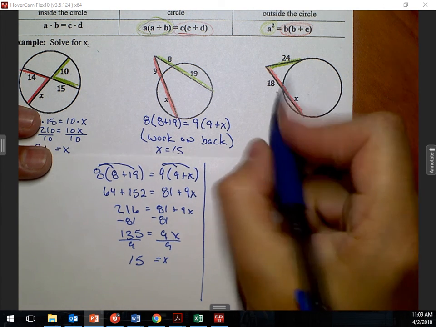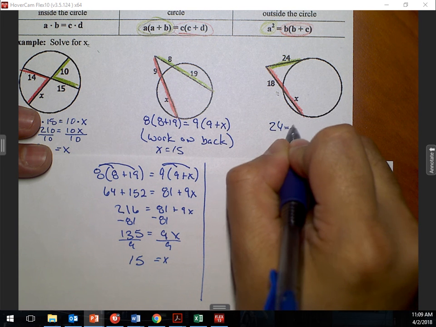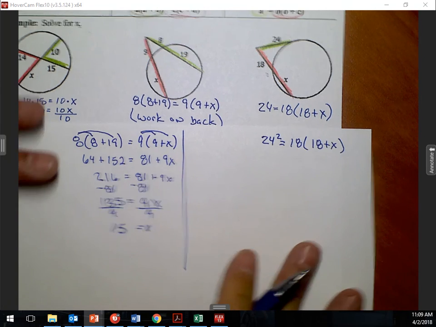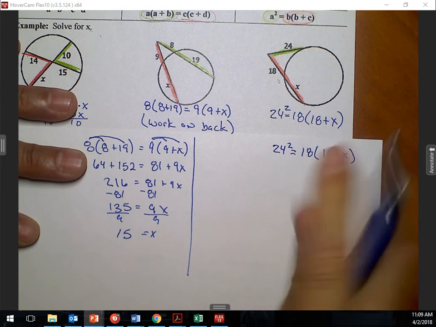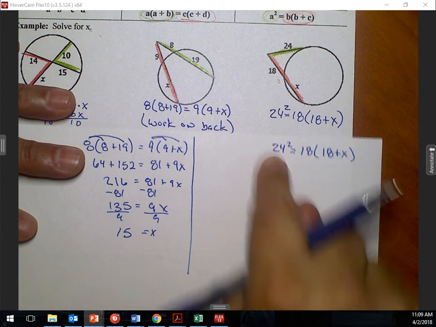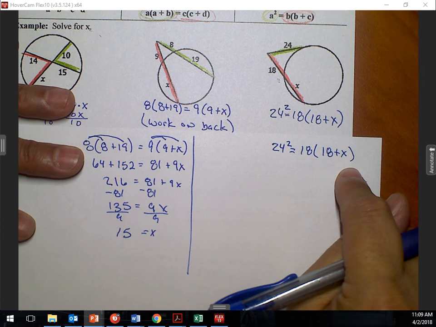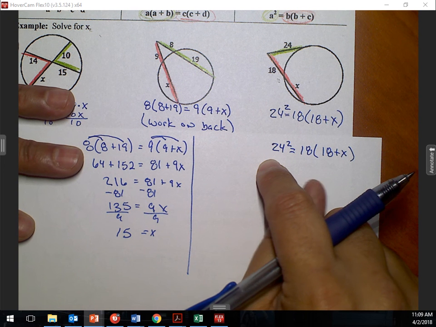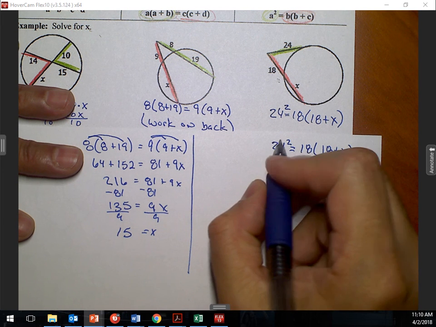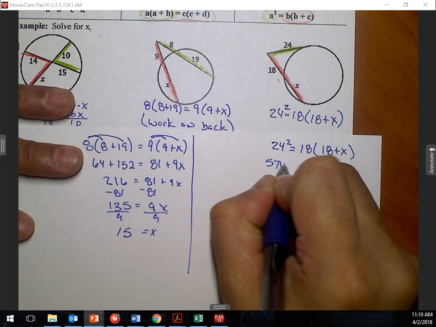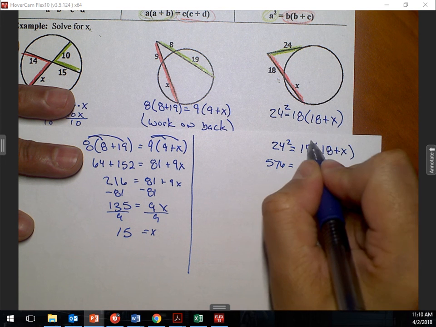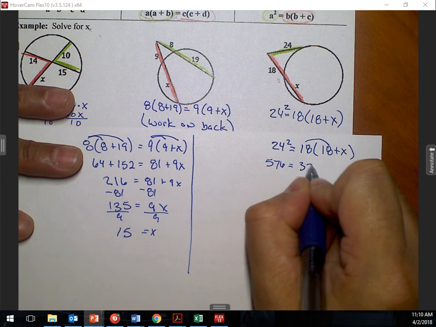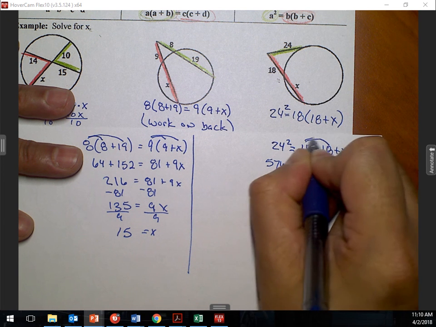Okay, so this is from here. It's not 24 squared. Yes, it is 24 squared. I'm sorry. There you go. So, right here, I'm actually showing the work on this one. So now for this one right here, 24 squared is 576. 576 equals, now let's distribute this. 18 times 18, 324. 324 plus, distribute again, plus 18x.